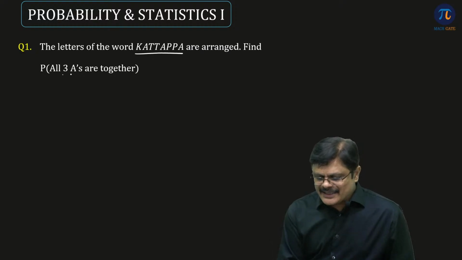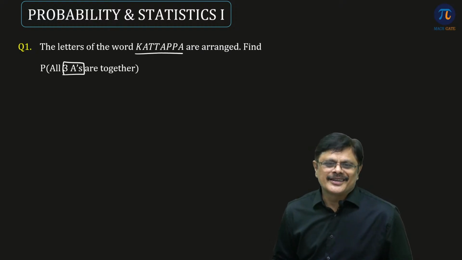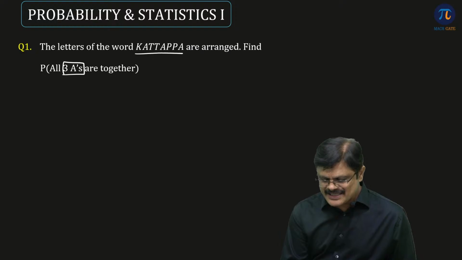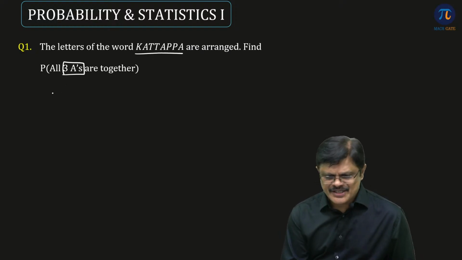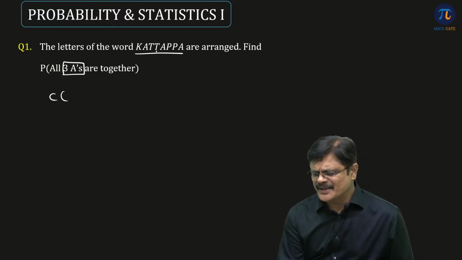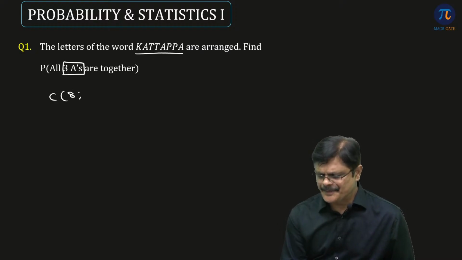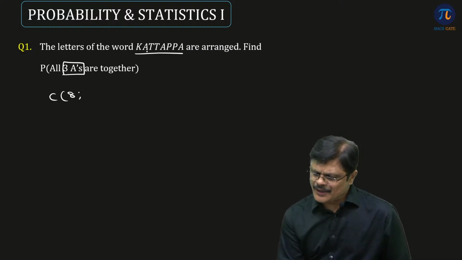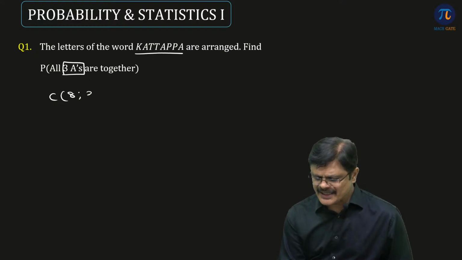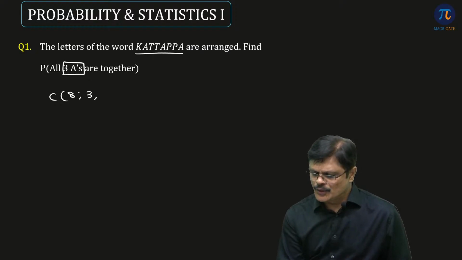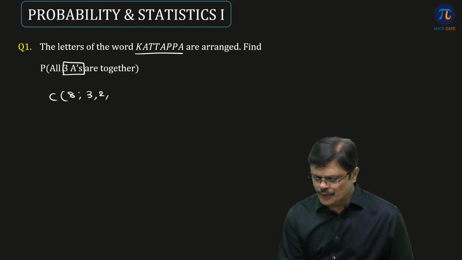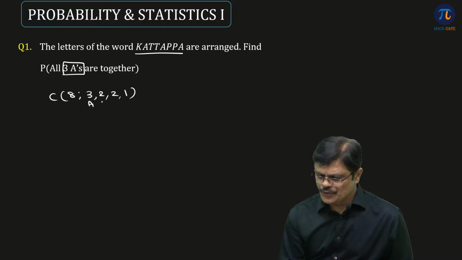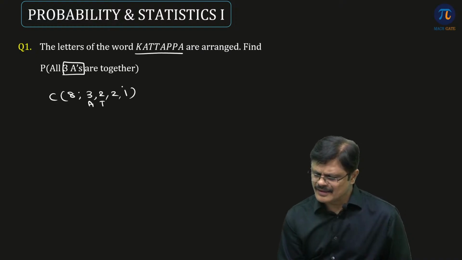Find the probability that all 3 A's are together. Here Katappa is the word, in which the total number of letters is 8. There are 3 A's, which are the same, 2 T's, 2 P's, and 1 K.